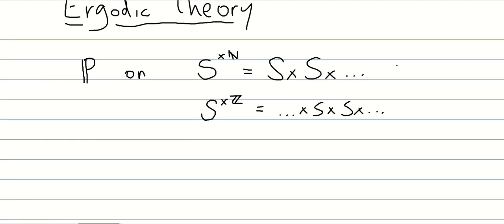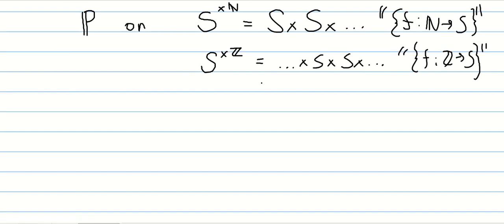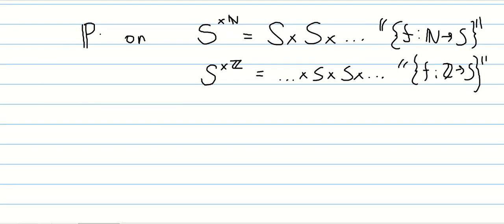Here you can think of it as the space of functions from N to S, and here you can think of it as the space of functions from Z to S. So this can be made rigorous in this way. Now we are going to introduce several concepts and definitions about such probability measures on product spaces.